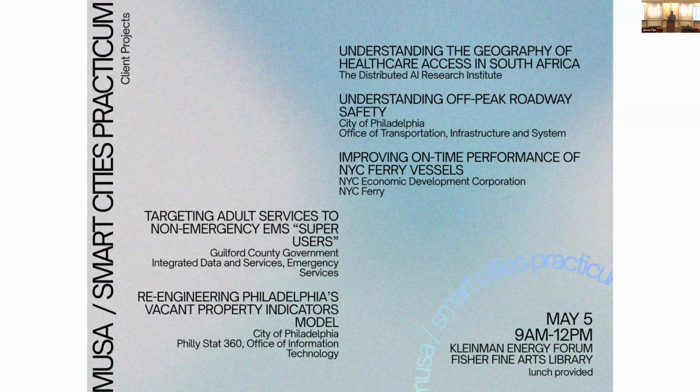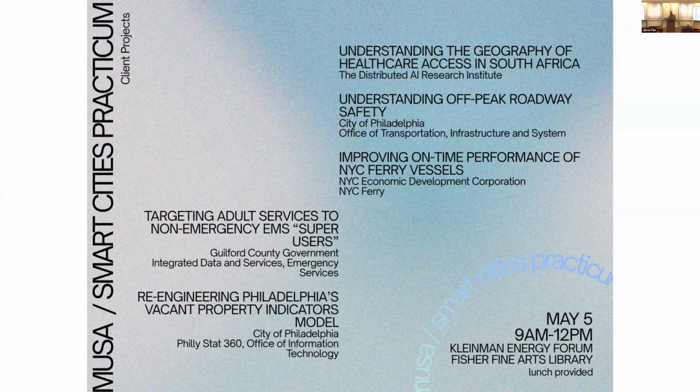Our first group is with a client in South Africa. And the project is called Understanding the Geography of Healthcare Access in South Africa. Our second project is about understanding off-peak roadway safety, and our client is the City of Philadelphia Office of Transportation Infrastructure and Systems. Our third project is with New York City Economic Development Corporation. Their ferry system is operated from NYC EDC, and our client is a MUSA Practicum graduate. I showed some of her work earlier in this slideshow. And that project is about improving on-time performance of ferry vessels.